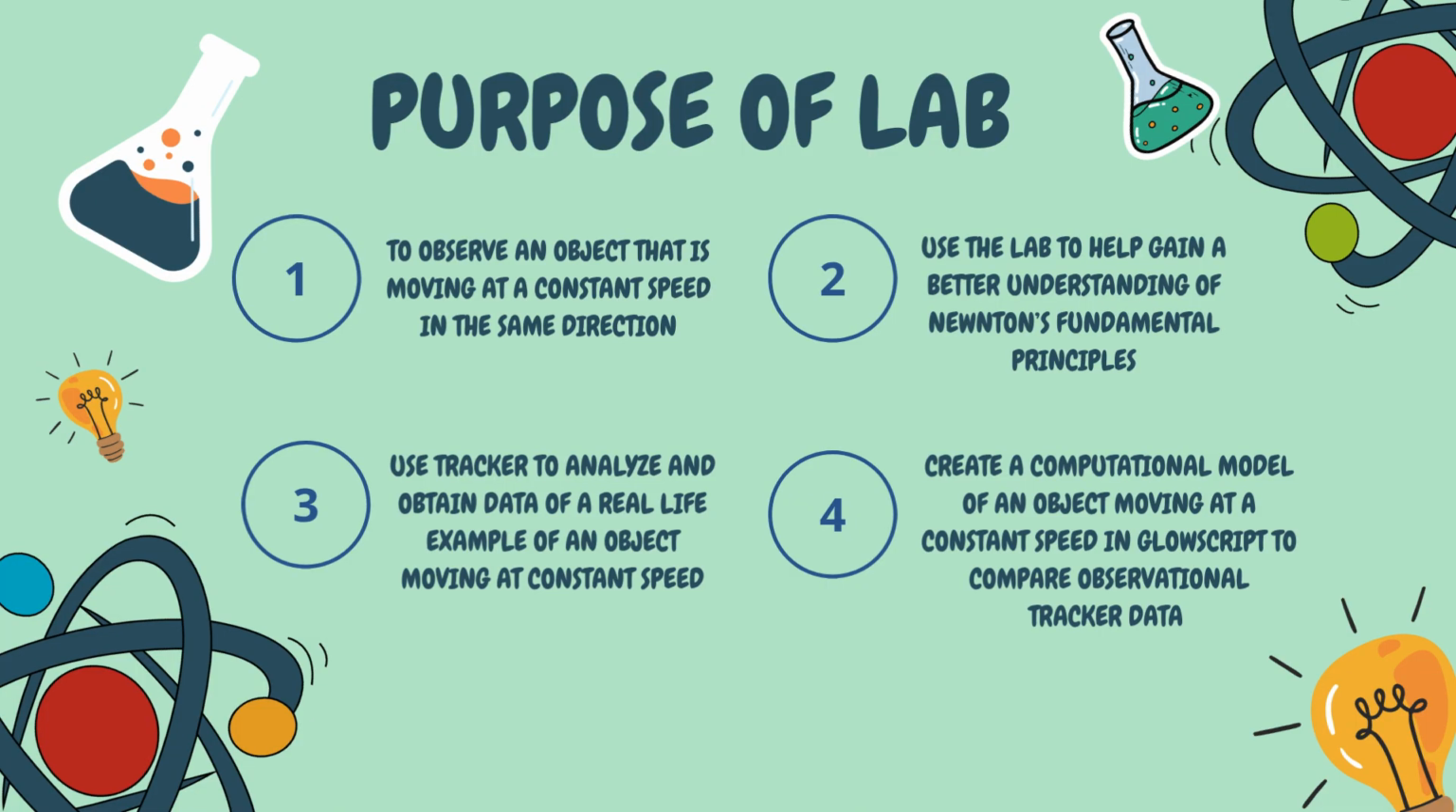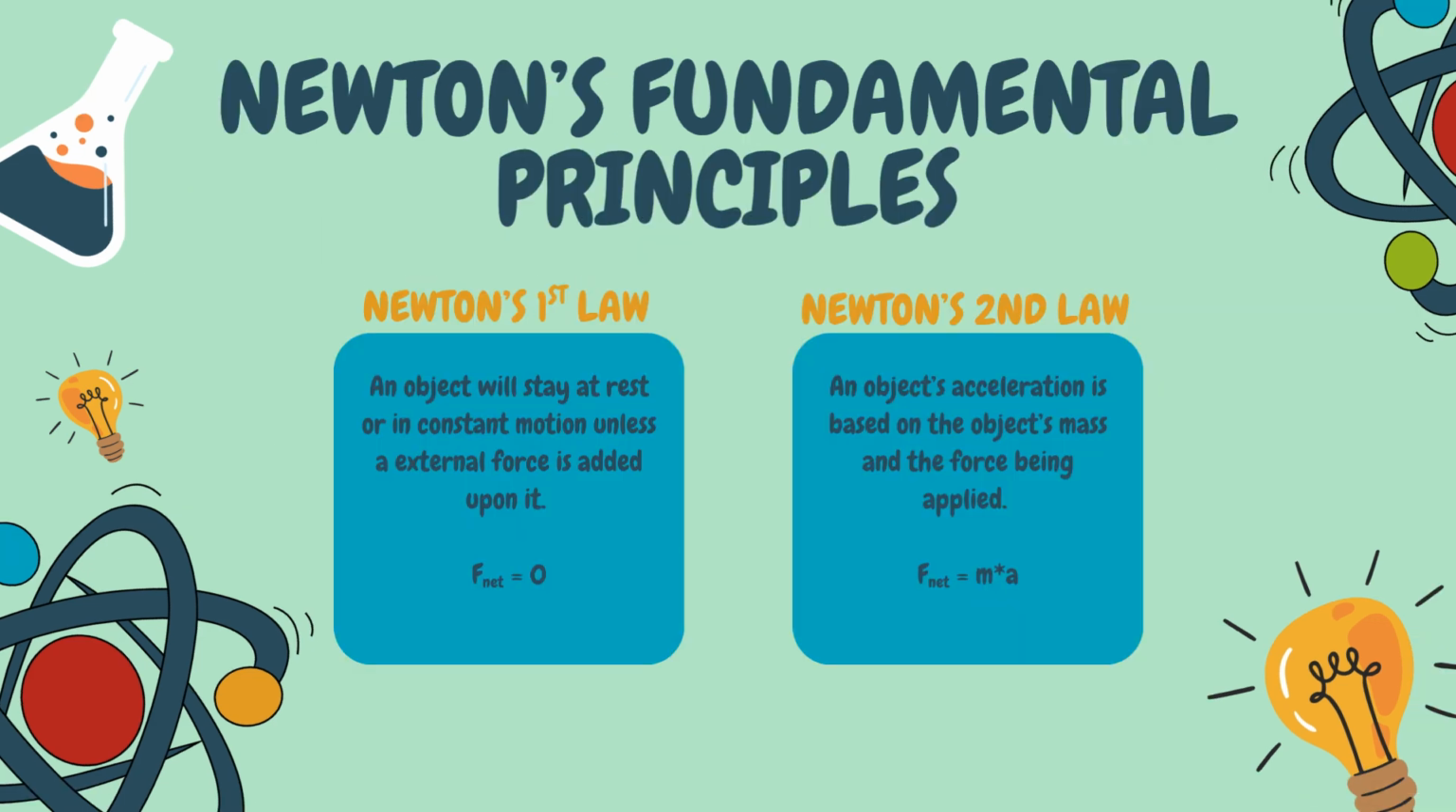The purpose of the lab is to observe an object that is moving at a constant speed in the same direction. We use the lab to help gain a better understanding of Newton's fundamental principles. We use a tracker to analyze and obtain data of a real-life example of an object moving at constant speed, and then we use this to create a computational model of an object moving at a constant speed in GlowScript to compare with the observational tracker data.